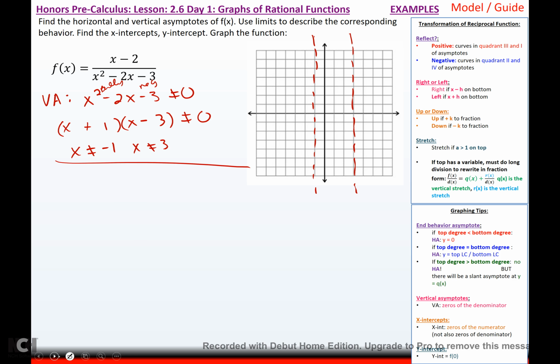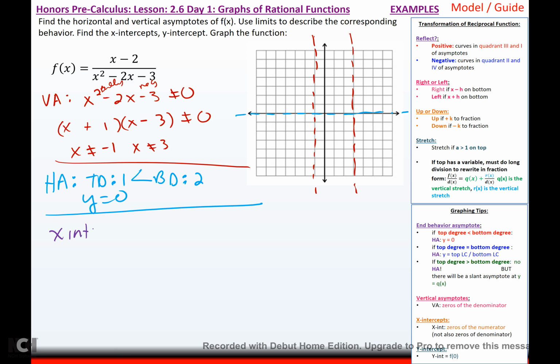Okay, to get my horizontal asymptotes, I look at my degree rules. My top degree is 1. My bottom degree is 2. So since my top degree is smaller than my bottom degree, my horizontal asymptote is at y equals 0. Okay, we need some x-intercepts and some y-intercepts. To get my x-intercepts, I set my numerator equal to 0 and solve it. And I get x equals 2. So it's going to cross the x-axis at 2.